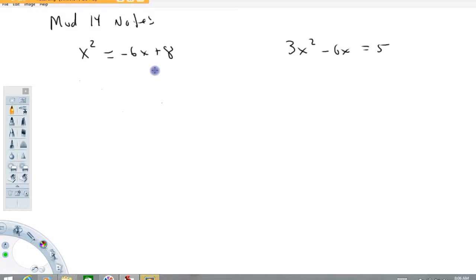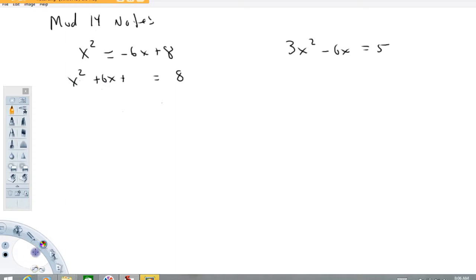When you're completing the square, what you want to do is get the x terms together. So the first thing we probably want to do is take this minus 6x and move it over to the left. The 8 we'll just leave alone. And you notice I've left some space here so that I've got a spot to add a number. Now, the question is, what number can I add here so that this thing becomes a perfect square?